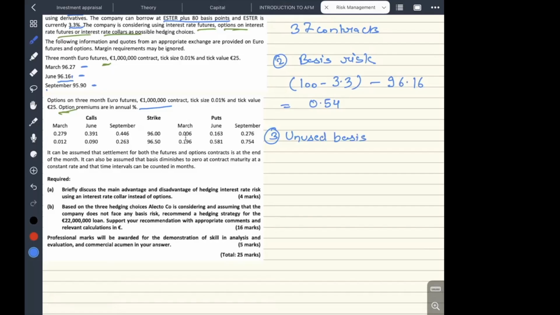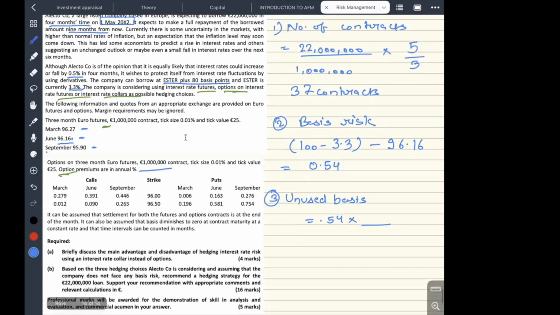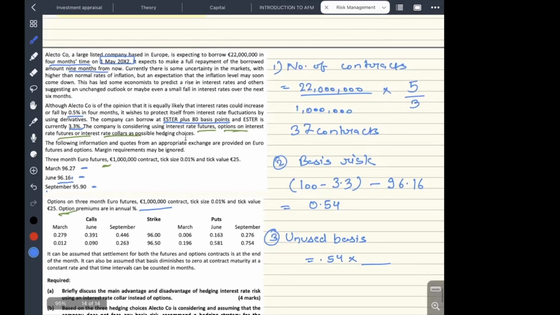Unused basis. Now, what is unused basis? Sir, whatever is the basis risk, 0.54 multiplied by extra months upon total number of months. Beta, after 4 months, it is going to be May. Just look carefully. It is given over here. After 4 months, it is going to be 1st May. And we have taken for June. So what is the total number of months?